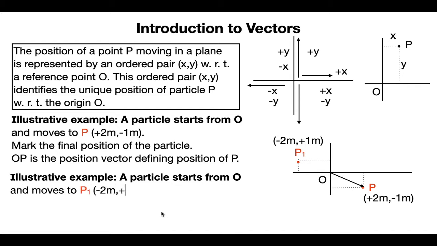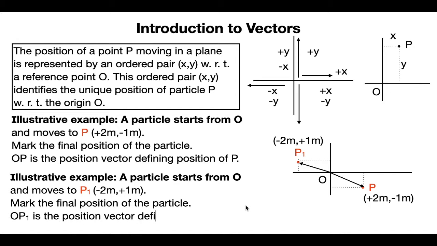Another example: a particle starts from O and moves to P1. Now the ordered pair is minus 2 meter, plus 1 meter. Mark the final position, minus 2 meter and plus 1 meter. The final position is P1. The position vector of P1 will be the line segment from O to P1. Let's draw it. Just have a close look here. O to P1. This is the position vector of point P1. OP1 is the position vector defining the position of P1.